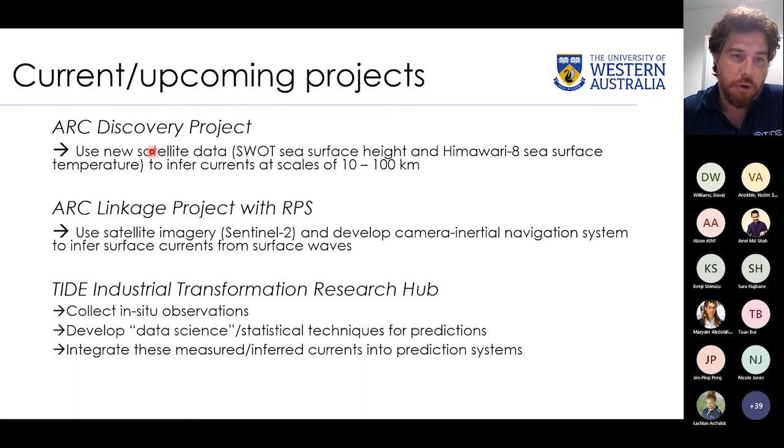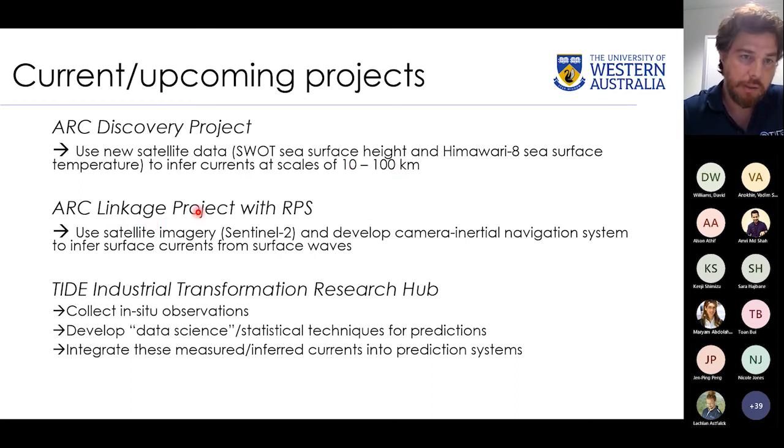The first is a Discovery project where we're looking at data from some of these new satellites: the SWOT satellite, which I'll talk about soon, and the relatively new Himawari 8 geostationary satellite, and trying to infer what the currents are at scales of 10 to 100 kilometres from that data.